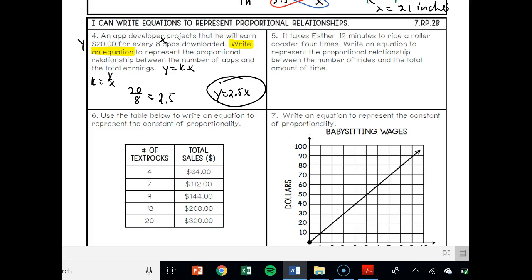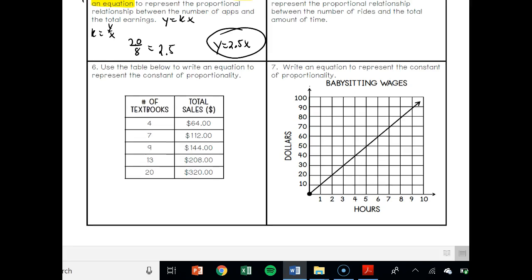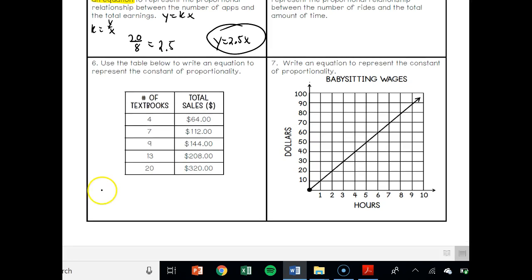So number 5 is very similar to number 4. I'm going to let you do that on your own. Number 6, again, all you're doing is writing something that says y equals kx. Basically you just have to figure out what your k is. If this is x and this is y, just pick one of these things to do the y over x and figure out what k is and then plug it in, right?